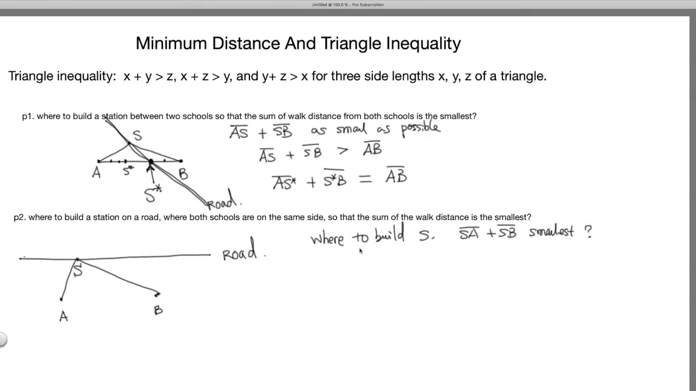Now give yourself some minutes to think about this question. This question is not a simple question. Some students will think that, oh, I'm going to connect A and B and maybe do a perpendicular to the road, and then maybe find the middle point, or maybe this point, or maybe that point, right? Where is the optimum point we should build?